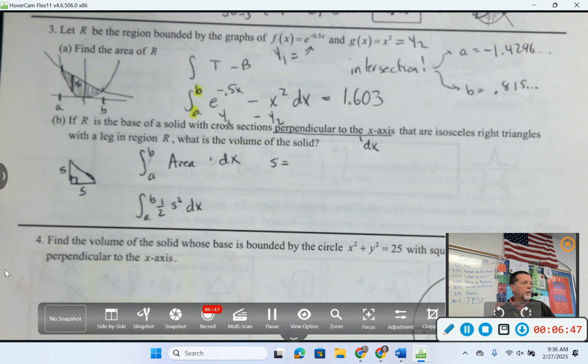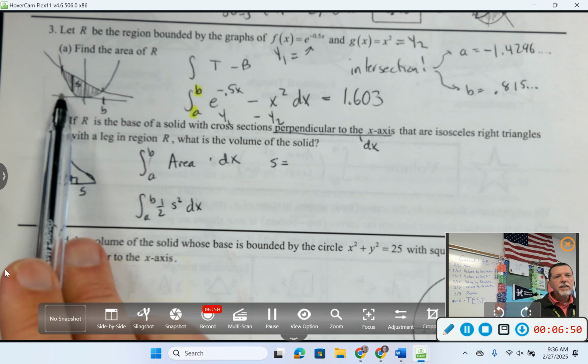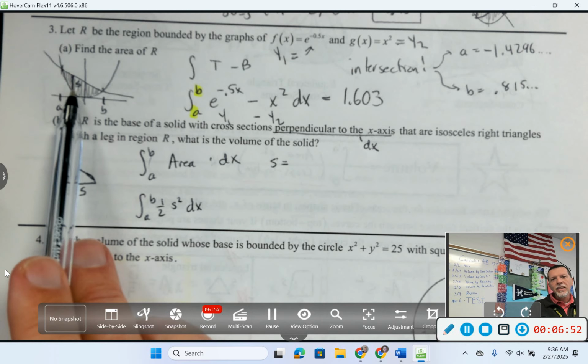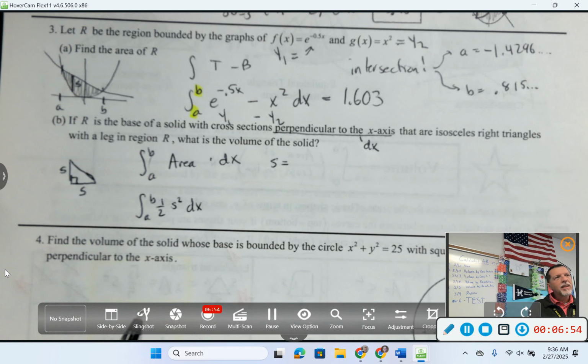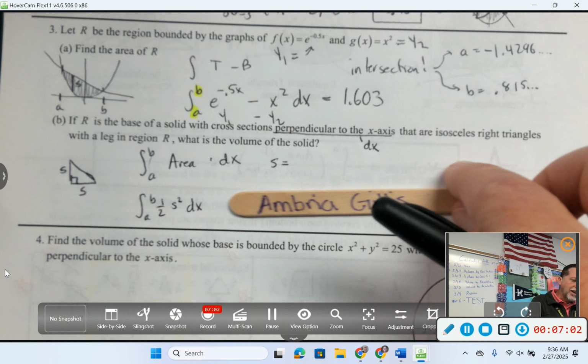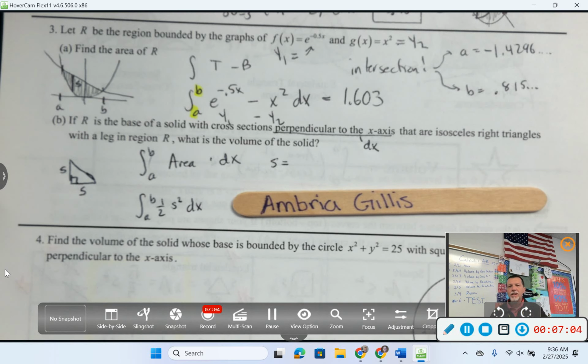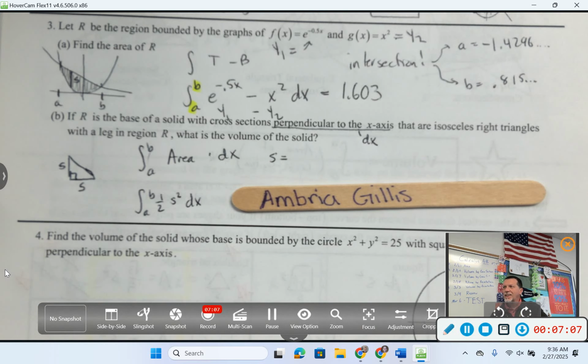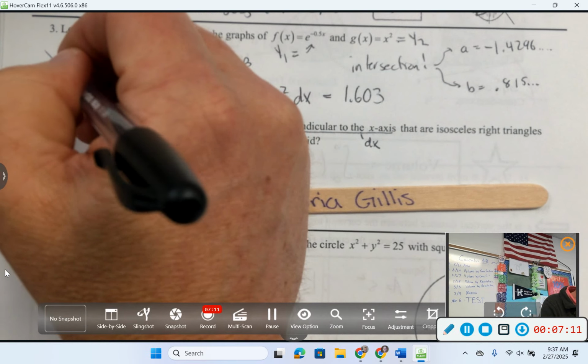How do I figure out what s is? What is that length? Picking on people, I guess. Ambria, how about s? How do I figure out what it is? Or do you know? Not sure. Okay. You're okay with this?